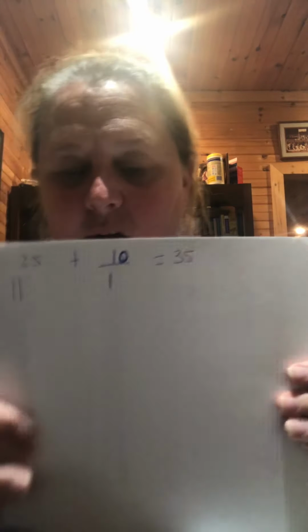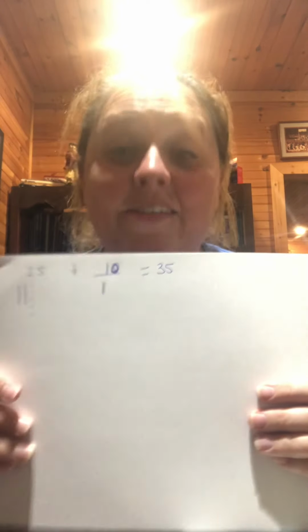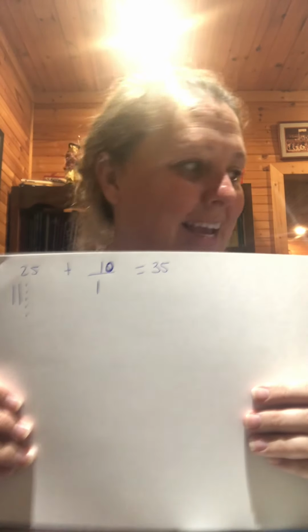So we can say we added what to it? 10. We didn't add any more 5s, did we? Because we know the 5 stayed the same. So that's 35. Let's count it. 10, 20, 30, 31, 32, 33, 34, 35. Did I get 35? Yes. Okay. So that's how we know.